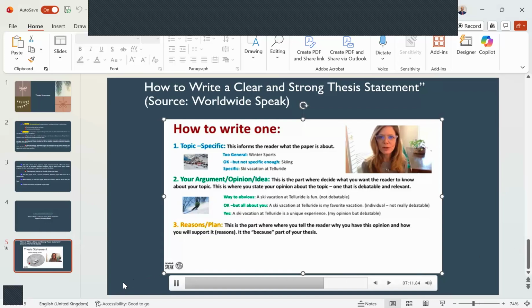So, hopefully, this helps you clear up any confusion about writing a thesis statement and writing one that's really strong, clear, and effective. And remember, your thesis statement is your essay. It's the most important statement in the entire essay. You've got to get it right.